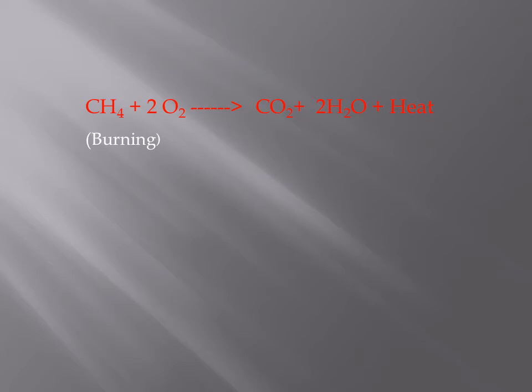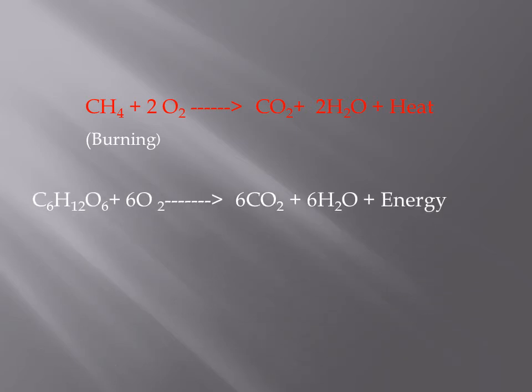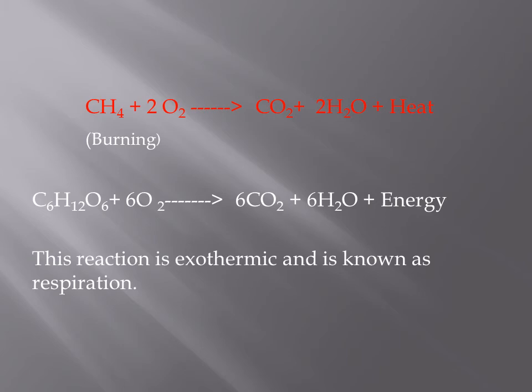The combustion of glucose with oxygen in the cells of the body provides energy. Here is the equation for that. C6H12O6 glucose plus 6O2 gives 6CO2 plus 6H2O plus energy. Glucose burns in oxygen. This energy is used for doing our body activities. This reaction is exothermic and it is known by a special name, respiration.